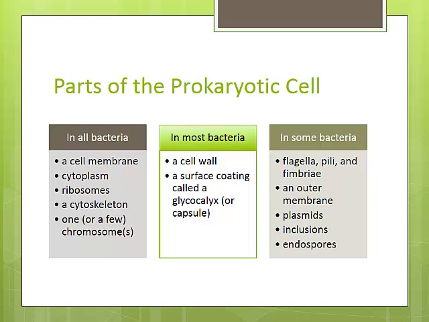And then in certain bacteria, in some bacteria, you'll find flagella, pili, and fimbriae. You can find an outer membrane. We can find plasmids, we can find inclusions, and we can find endospores. And something I want to point out, it says at the top of these little tables, in all bacteria, most bacteria, some bacteria, and at the top I have parts of the prokaryotic cell.